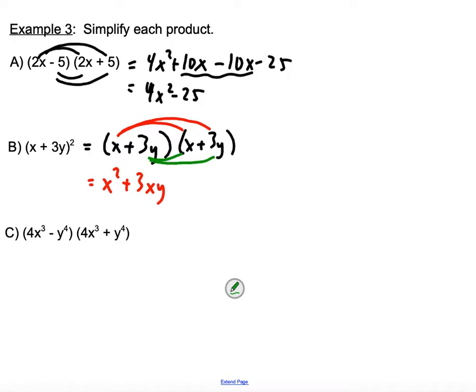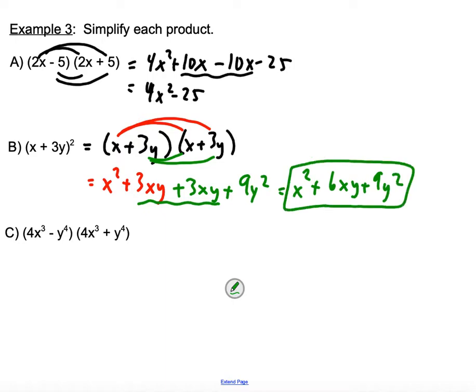3y times x. Always put your variables in alphabetical order when you write them down, so it's going to be plus 3xy. 3y times 3y is 9y squared. Combine those middle terms. So 3xy plus 3xy gives us a 6xy. So we end up there with x squared plus 6xy plus 9y squared.